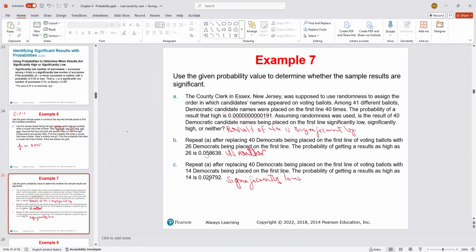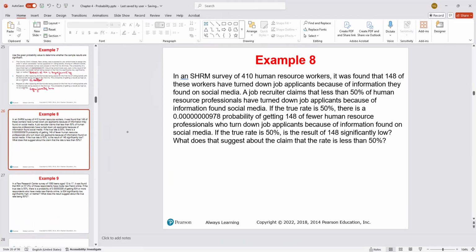Why? It's significantly low for this one because the probability of a result as low as 14 is 0.029792. That probability is small, right? It's less than or equal to 0.05, so it can be either high or low when it's less than this, but what happened is it's significantly low for this example. Remember, we're doing as many probability questions as possible. We're going to have a chance to do more later, but for now, let's focus on what we have.